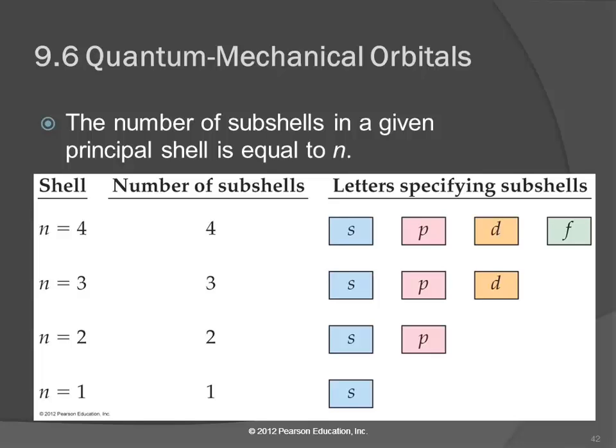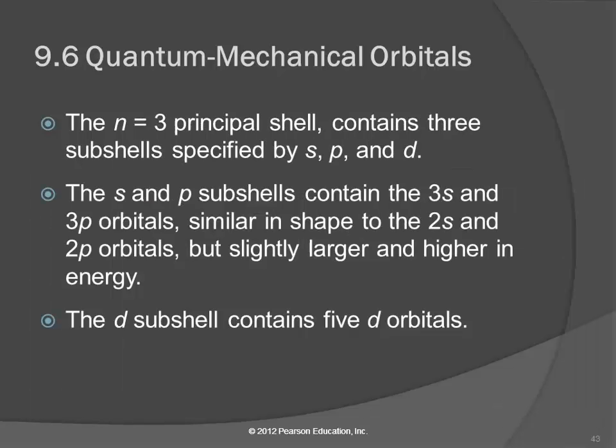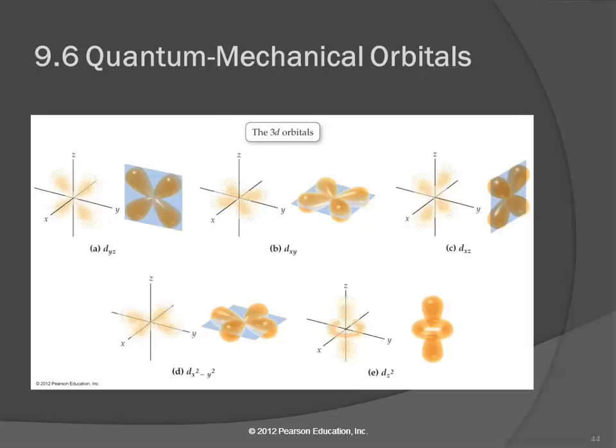So we looked at S and P. Let's look at D. Let's look at the third energy level first. So n equals 3, the principal shell has 3 subshells, S, P, and D. The S and the P subshells are the same shape as they were in the second level. They're just larger and higher in energy. But then the D subshell is very different. And I'm not going to make you draw these, so don't freak out.